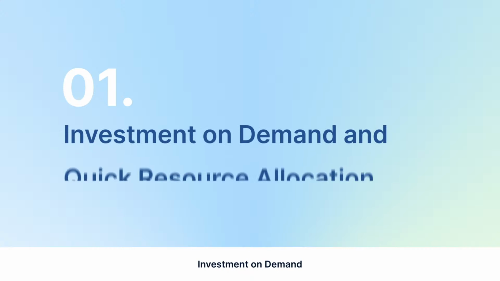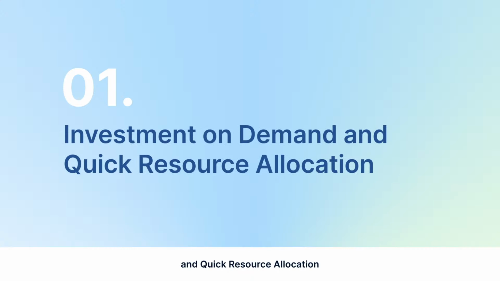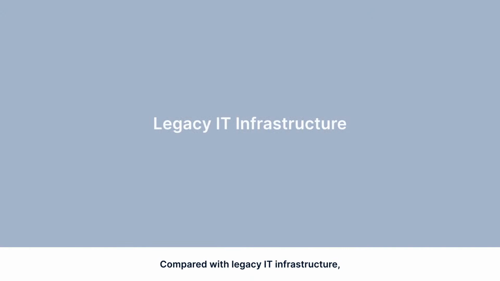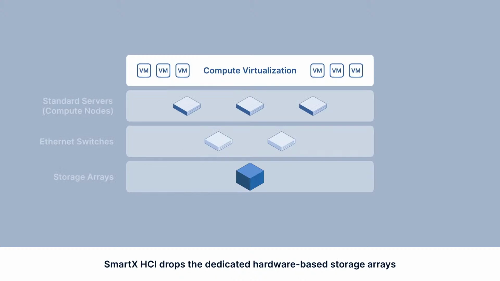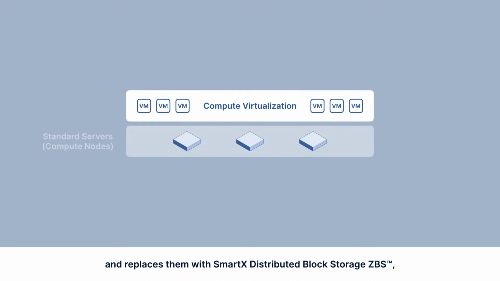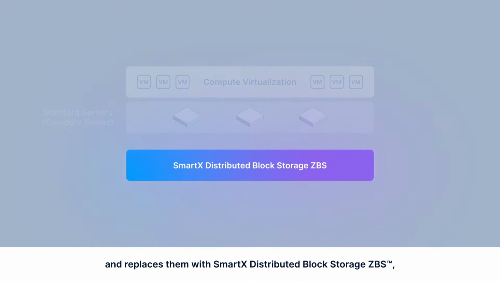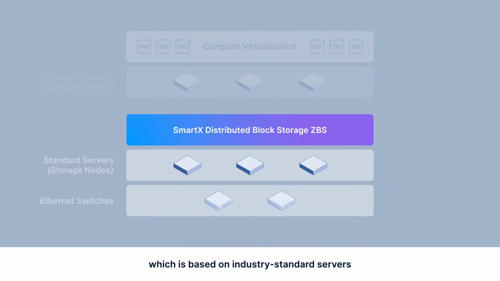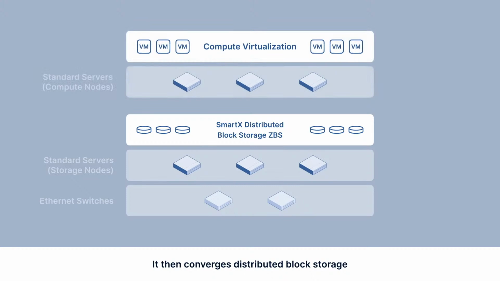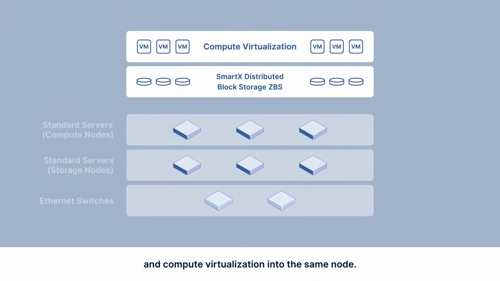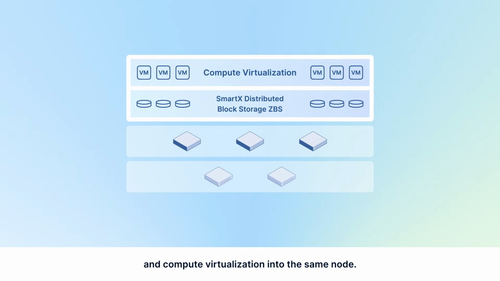Capability 1. Investment on demand and quick resource allocation. Compared with legacy IT infrastructure, SmartX HCI drops the dedicated hardware-based storage arrays and replaces them with SmartX Distributed Block Storage (ZBS), which is based on industry-standard servers and Ethernet switches. It then converges distributed block storage and compute virtualization into the same node.